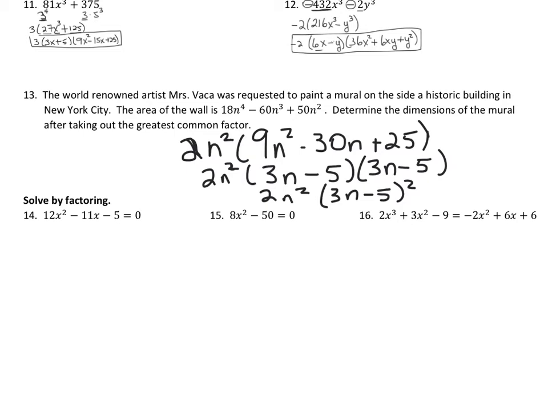Well, this is a perfect square, and this is a perfect square. So what we ended up with was a perfect squared binomial. The square root of 9 is 3n, and the square root of 25 is 5. And I need these to both be negative because the middle term is negative. The last term is positive, so these both have to be negative. And we end up with 2n squared times 3n minus 5, the quantity squared. So we actually have a perfect square mural that she's painting.